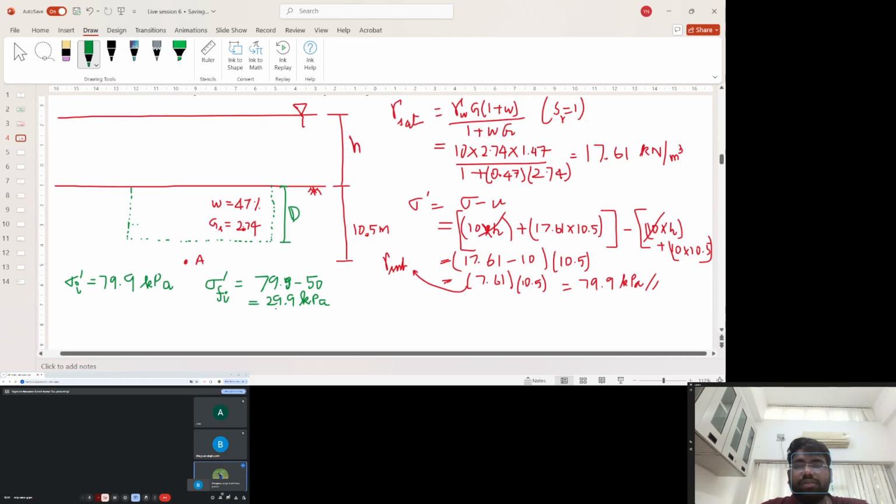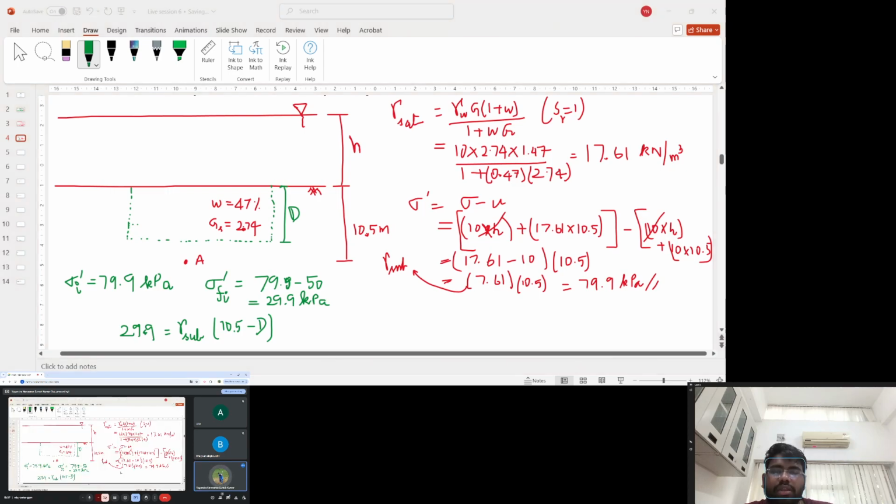All right. So in order to get this value of 29.9 kilopascal, what should be the depth? We have 10.5 here. So 29.9 is equal to, as I told before, now we are concerned only about effective stress, so directly gamma submerged can be used into 10.5 minus D. Is this step clear? Any doubts?